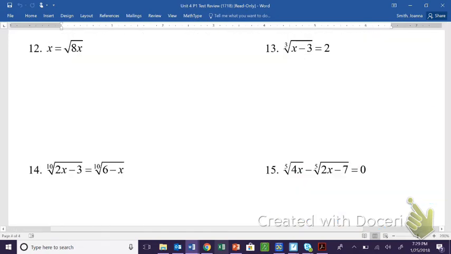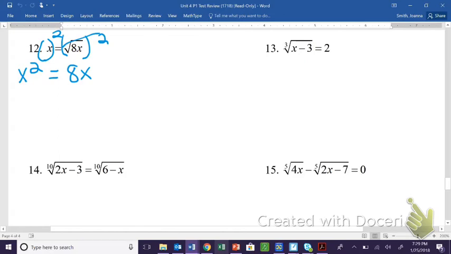Okay, number 12. This is on solving radical equations. You need to figure out what to do. Don't give up. Do what you know what to do. You know you have to get rid of that square root symbol. You know you have to. You have to do it. So go ahead and get rid of it. You're going to take this and you're going to say, okay, I'm going to square both sides. This will get rid of my radical symbol, leaving me with x squared equals 8x. Oh my gosh, Ms. Smith, what do I do?